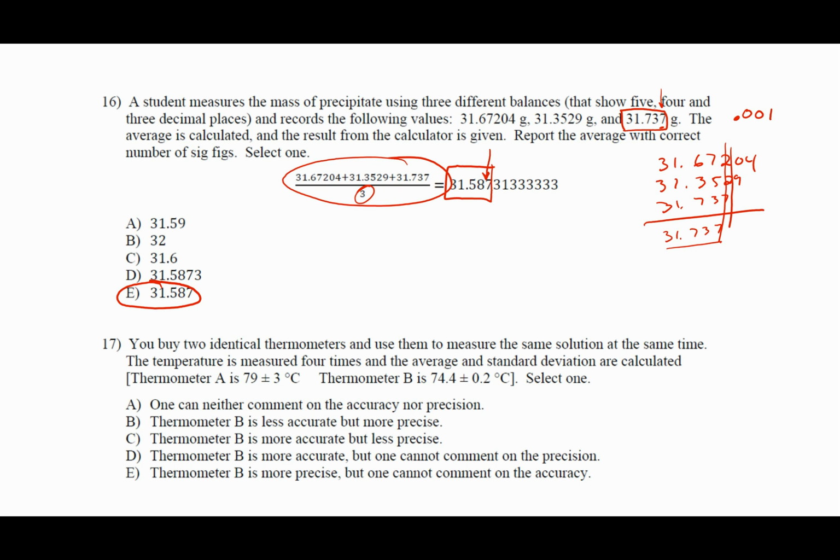Okay, you buy 2 identical thermometers and use them to measure the same solution at the same time.